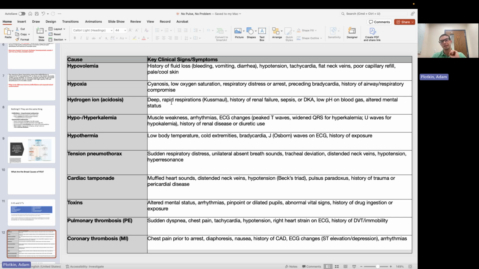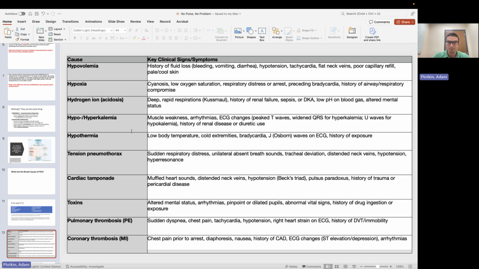So you can get these really deep, rapid respirations to try to hyperventilate and blow off the CO2 to bring my pH back to normal. Okay, do they have a history of renal failure that could lead to this metabolic acidosis? Are they in septic shock, right? Do they have DKA? What's their pH on their blood gas, right? What's their mental status? All things to consider for a hydrogen ion.